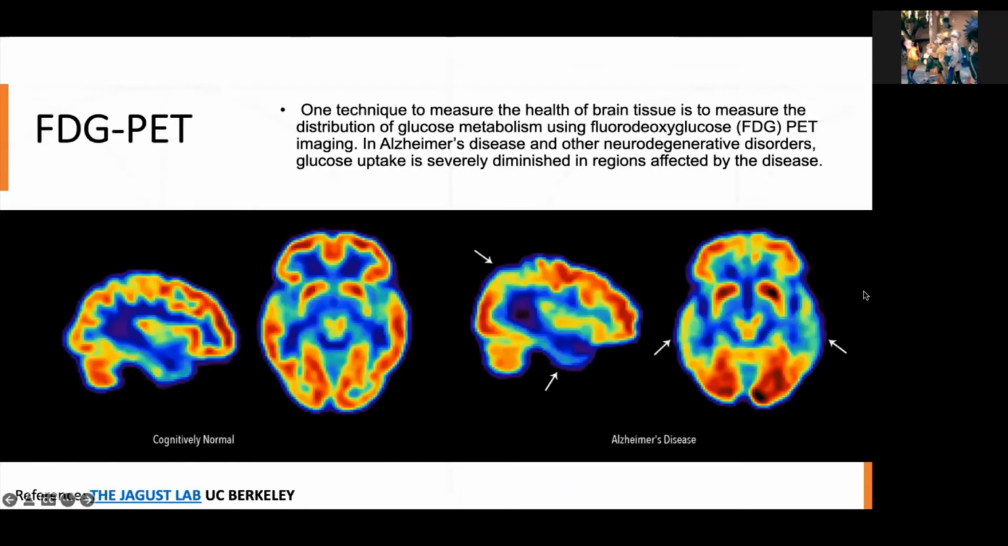And next is the FDG PET. This is a little different from the earlier one. The earlier one you want to see more, but this one tests glucose metabolism, so it's the opposite: you see less glucose metabolism. In Alzheimer's disease and other neurodegenerative disorders, glucose uptake is seriously diminished in regions affected by the disease. So here is an image to give us an idea of why those are really useful for identifying or diagnosing Alzheimer's.